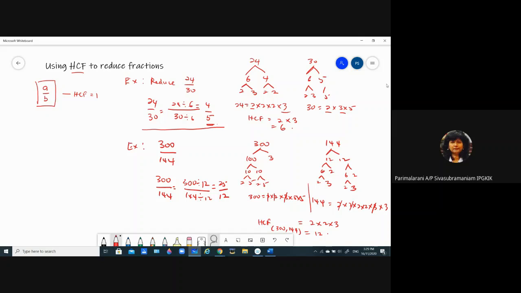So if you change this to mixed numbers, usually we leave our answer like this, 1 over 12, okay? But we have reduced the fraction to the lowest term possible already, then only we change to a mixed number. So this is how we reduce the fraction by using HCF. And I'm sure you still remember how to find HCF using prime factorization, okay? So we have finished with using HCF to reduce fractions.